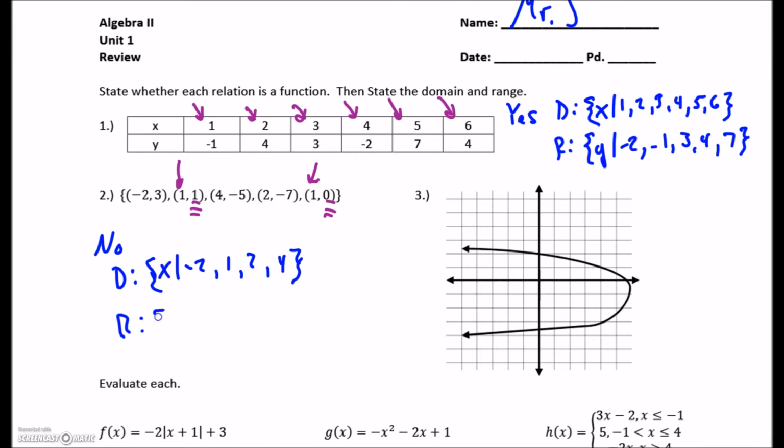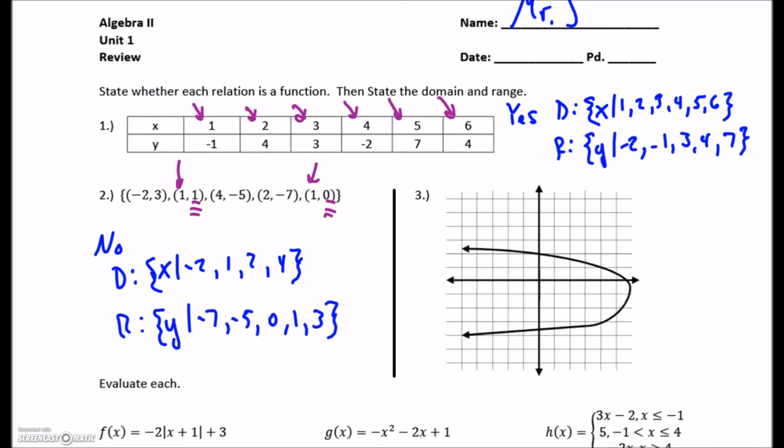The range, I do the same thing except with respect to y, so y such that. I'm going to write down my y values. Looks like -7 is the smallest one, then -5, 0, 1, and 3. Okay? Number 3, when we have a graph, we're just going to do our vertical line test.